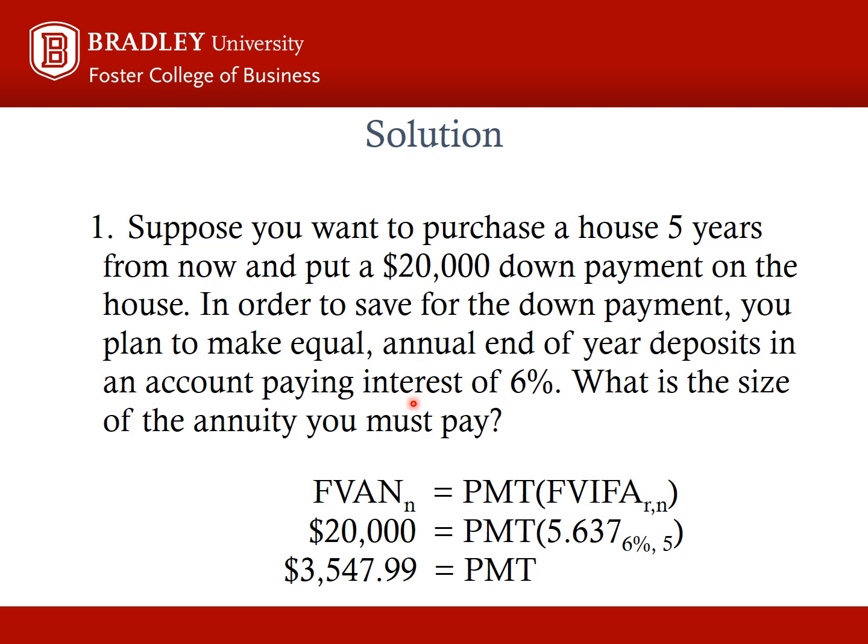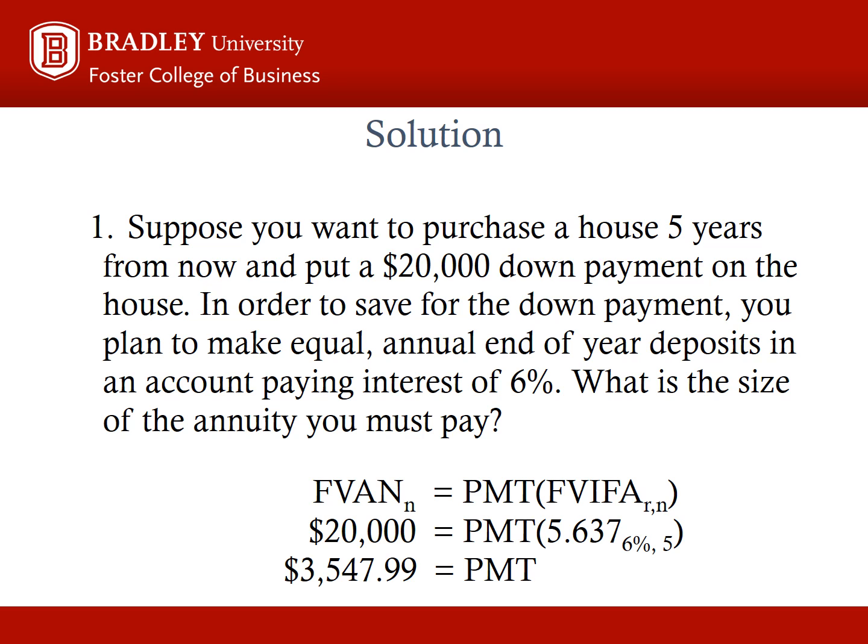All right, there's the problem restated again. And so if we go to the future value of an annuity formula, we're solving for the payment. All right, so we want to accumulate $20,000, and we want to do so over a 5-year period, earning 6% interest. So now I can just go to my future value interest factor of annuity table, table 3, and pull up this interest factor. And now I just divide the 20,000 by the 5.637 to come up with my payment of $3,547.99. So I'm going to round to $3,548.